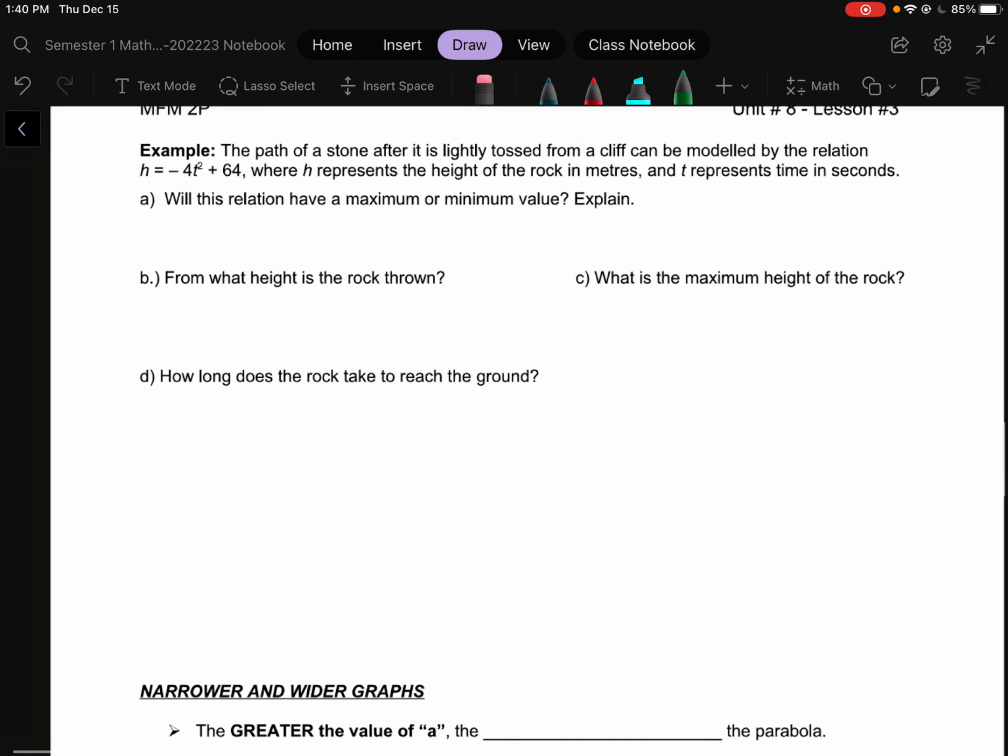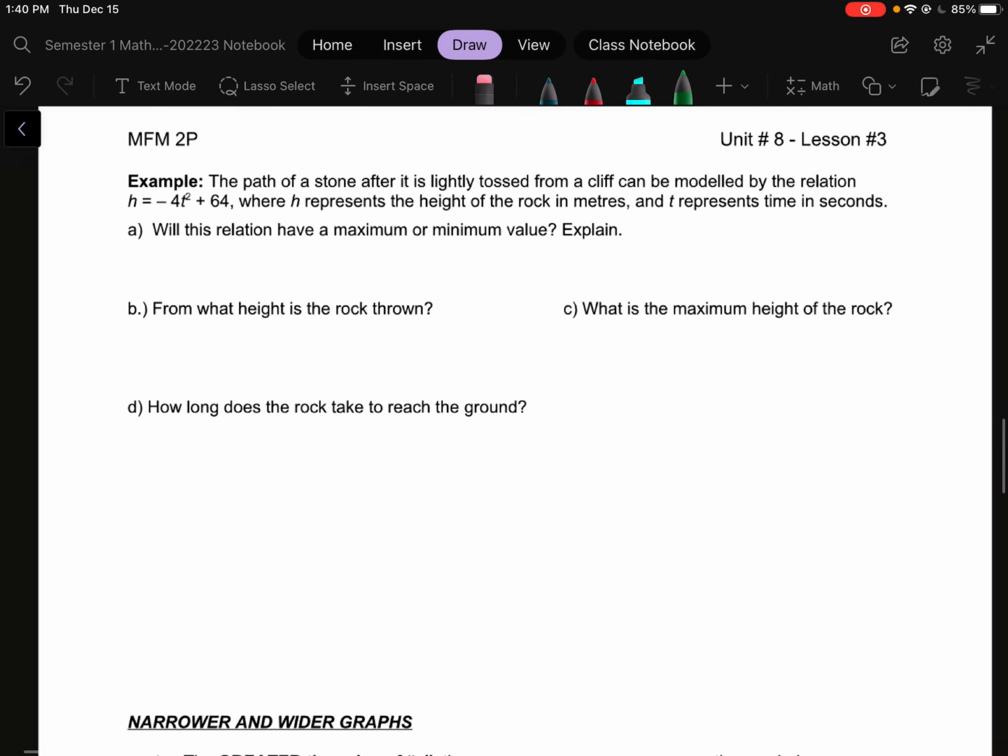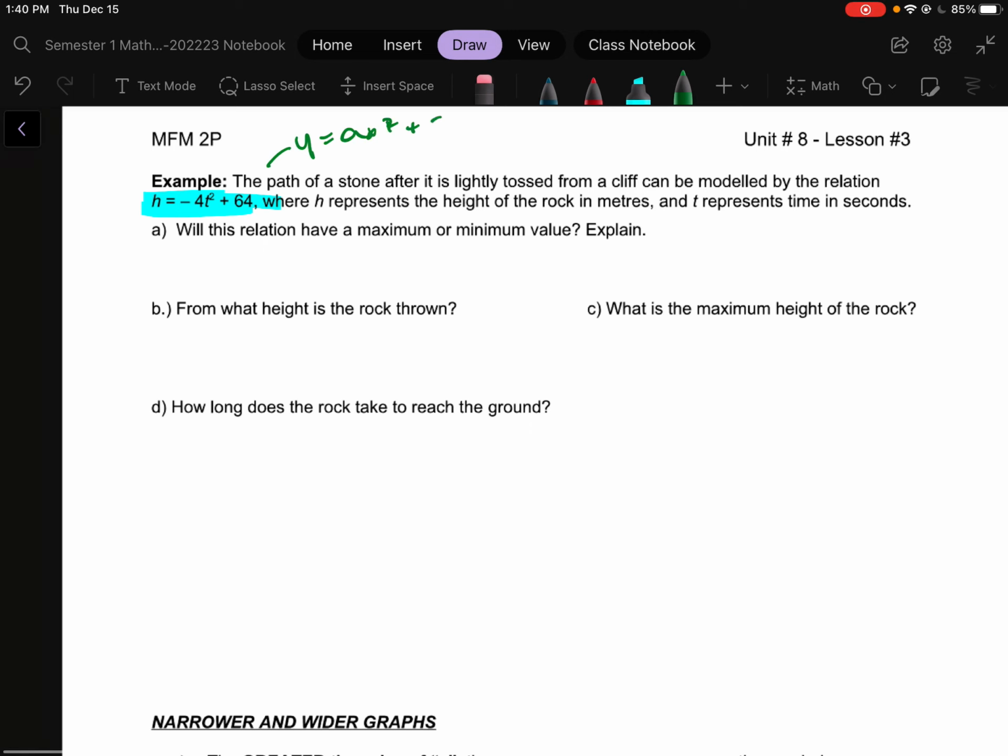All righty, now let's try out this part right here. It says the path of a stone after being slightly tossed from a cliff can be modeled by the relation. So this is our relation here. That is always in the form of y equals ax squared plus c, where h represents the height of the rock in meters and t represents the time. So will this relation have a minimum or maximum value? Looking at this equation, we can see it's a negative, so that means it's going to have a max value.